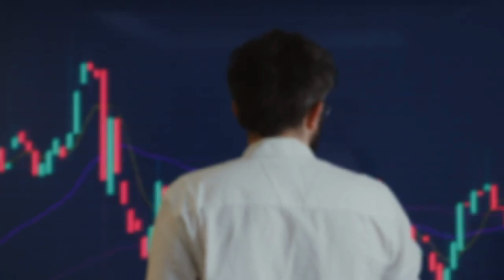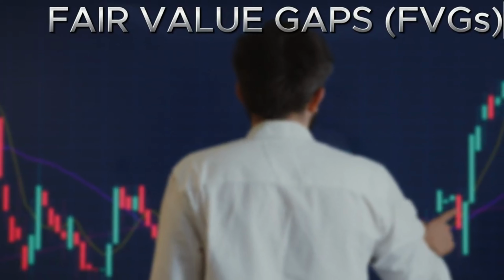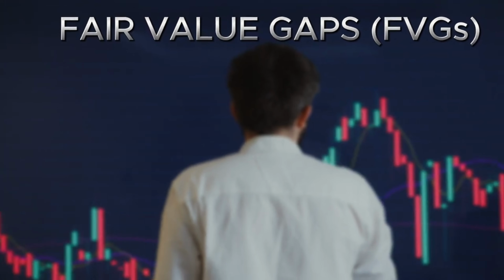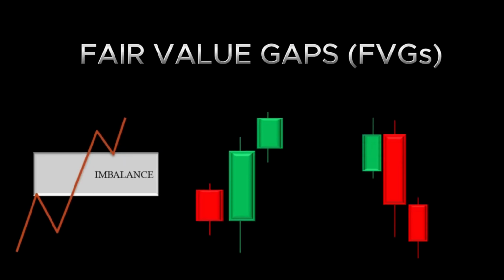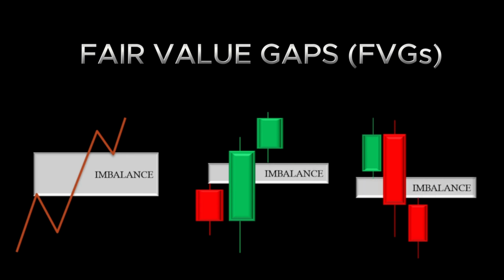First, let's dive into fair value gaps, often abbreviated as FVGs. These gaps occur when there's a significant imbalance between buyers and sellers, causing the price to shoot up or down without fully filling the space between candles. Think of it as a skipped step in a staircase. Eventually, the market wants to come back and correct that skip.